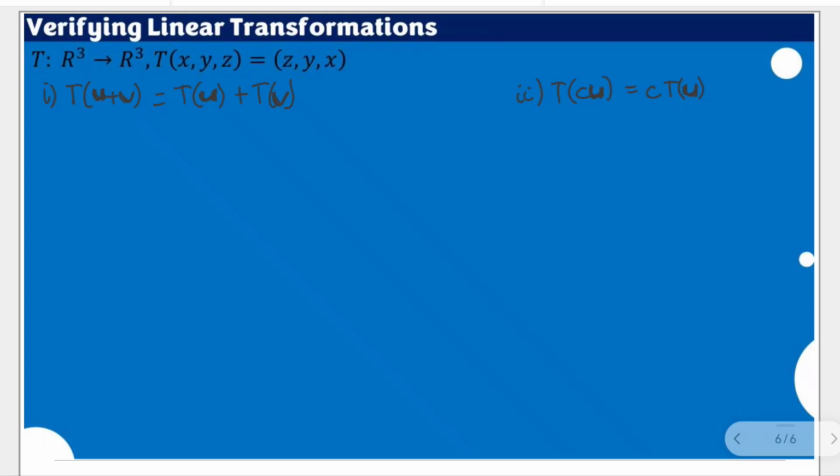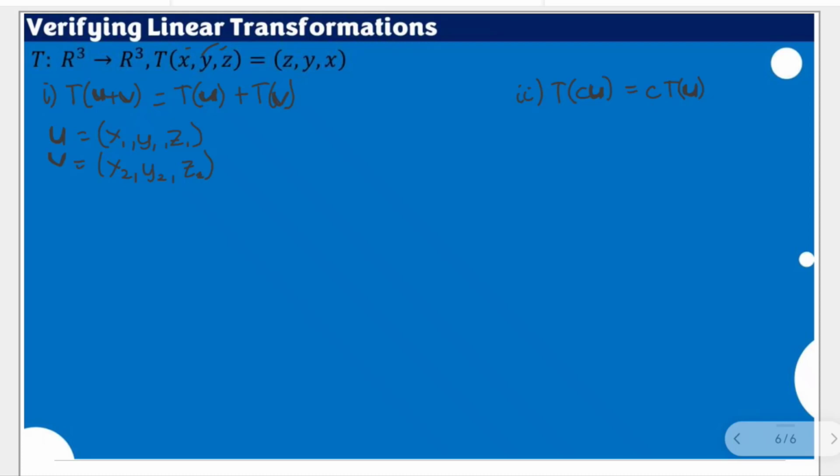Of course, we will define our vectors u and v. Since we have x, y, and z here, let us use vector u for the sub 1s: x sub 1, y sub 1, z sub 1. And our vector v for the sub 2s: x sub 2, y sub 2, and z sub 2. Okay, so let's start verifying whether the first condition is satisfied.